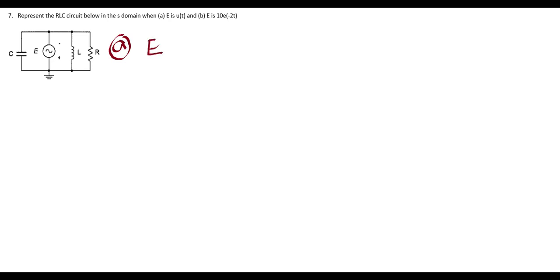Where E is u(t), and what that means is that at time 0 the circuit is switched on. There's a switch that supplies it with energy.